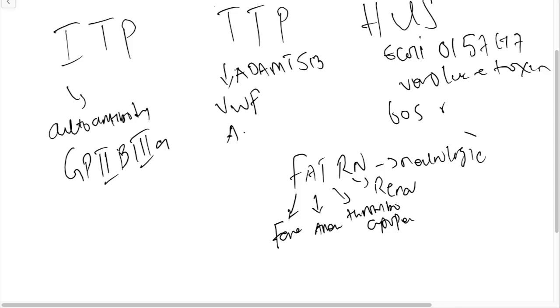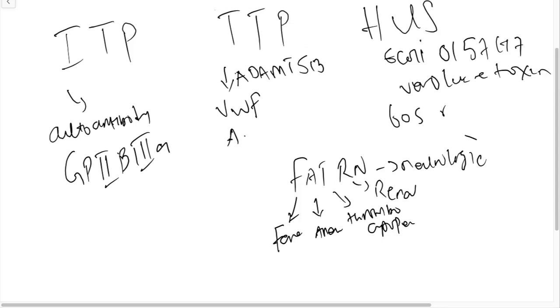So just a quick recap. How do you differentiate ITP from TTP? Both of them will have increased bleeding time, but ITP will be either post-viral or in a chronic setting where the patient has another autoimmune condition. Also, the bone marrow aspirate will show megakaryocytes for ITP. For TTP, you will have anemia. In ITP, you will not have anemia.